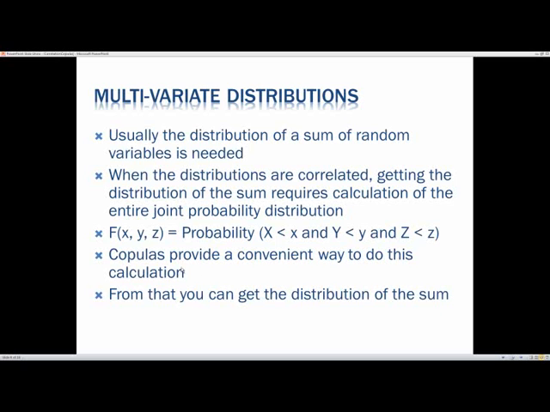Here's an example of a function that might do, so a function of x, y, and z. So here you have the probabilities. As we said, copulas are useful for this, and you can get it for an all-inclusive view.